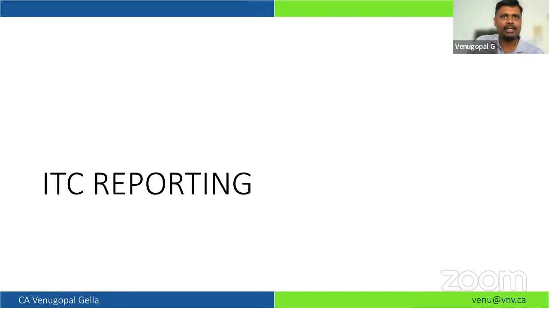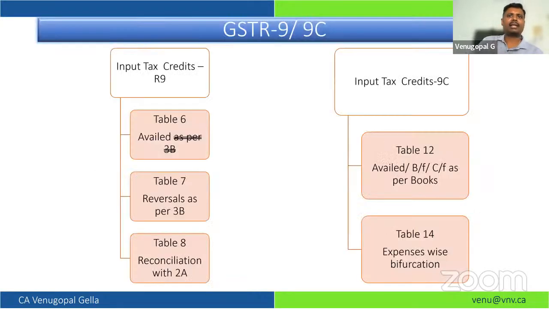Let's move to ITC. ITC is segregated and reported into 3 tables. Table 6 on ITC, that is availed. Table 7 ITC, that is reversed. Table 8 is reconciliation with 2A. Again, in GSTZen, you have a beautiful reconciliation of what are the items which are there in table 8 and how they are reconciled with 8A.